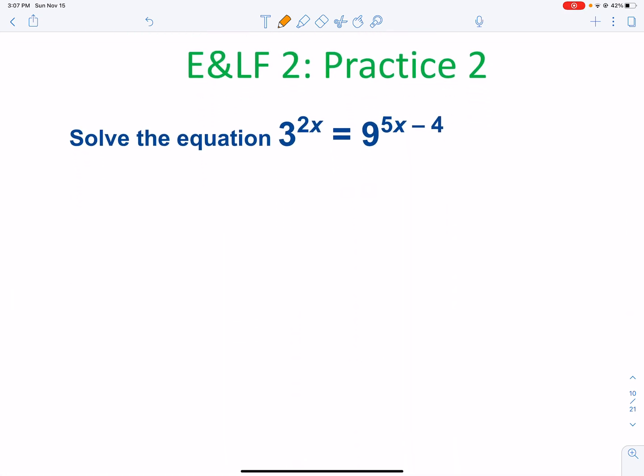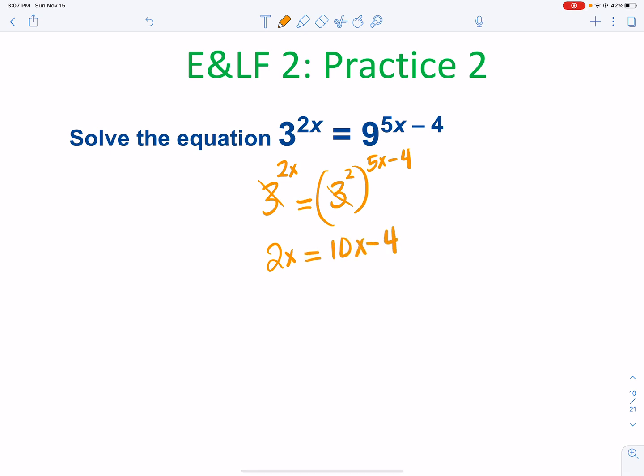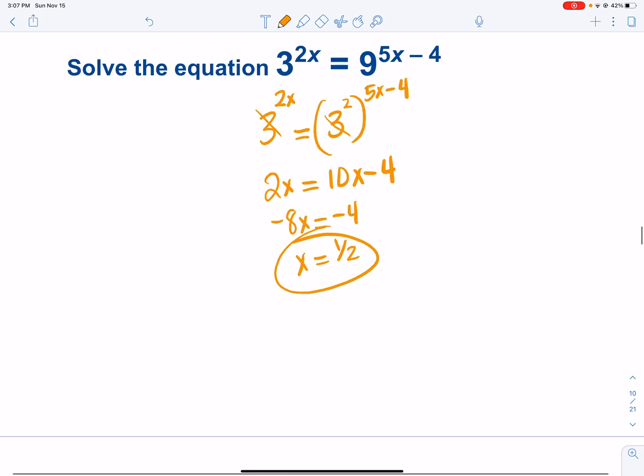Pause. All right, so again, I always make my bigger numbers smaller by saying 3 squared. And in some of your minds, you're saying, but what happens if you can't rewrite it? That's tomorrow. Tonight's homework is all going to be things that you can rewrite. So this would be 2x equals 10x minus 4. So if I minus 10x, I get a negative 8x equals a negative 4. So x equals 1/2. Okay.